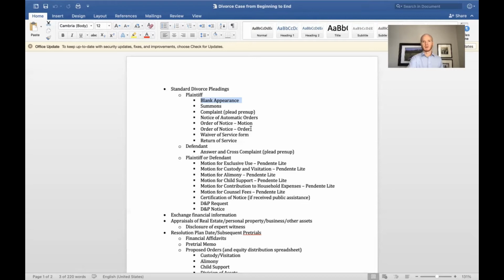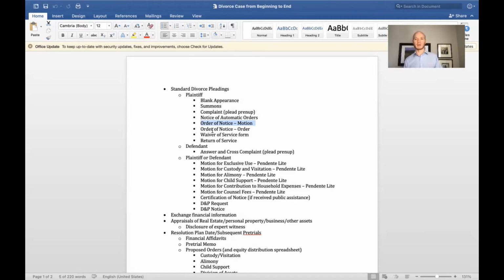Now, some cases require a motion for order of notice. This is in few cases, but if you have to serve a defendant out of state, or you can't, well, let's start with out of state. If you have to serve a defendant out of state, you have to file a motion for order of notice, basically asking the court for permission to serve the opposing party by certified mail, for example. Or if you can't find a defendant, then you have to file a motion for order of notice asking the court to grant permission that you serve by publication.